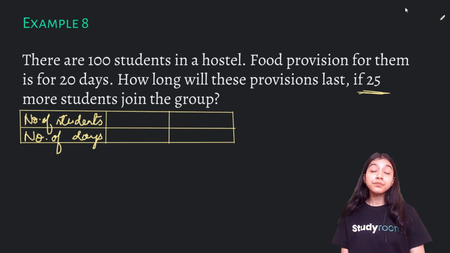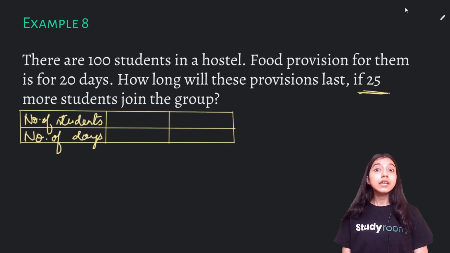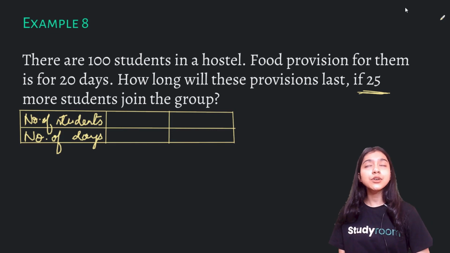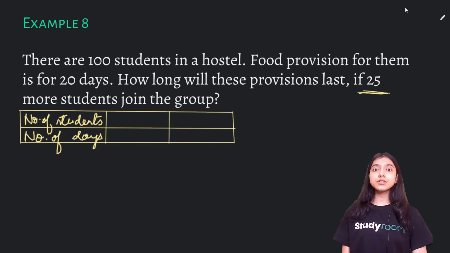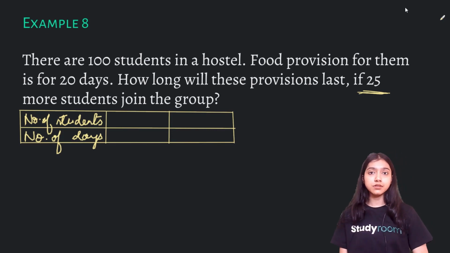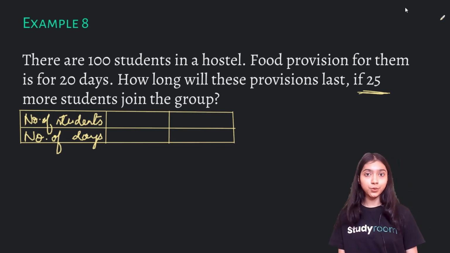Now it has been given that 25 more students are added to the hostel. That means now the number of students is 100 plus 25, that means 125. So we have to calculate the total number of days for which the food will last for these 125 students. The first thing is to understand whether this question is of direct proportion or inverse proportion.